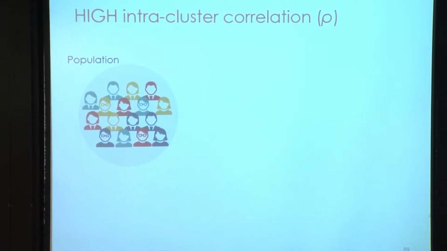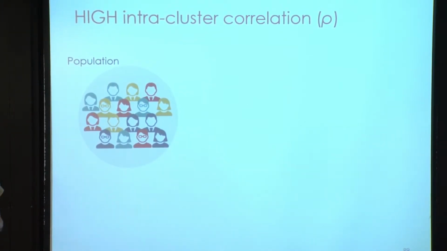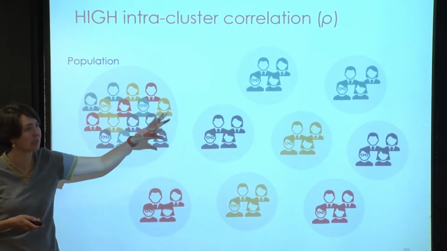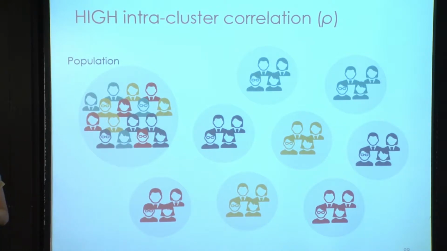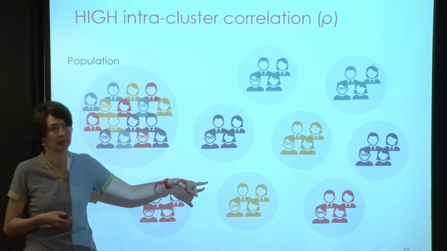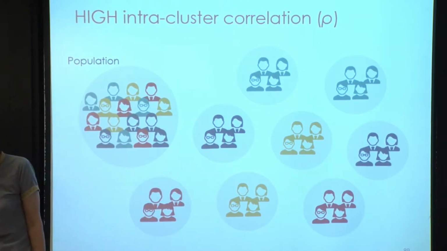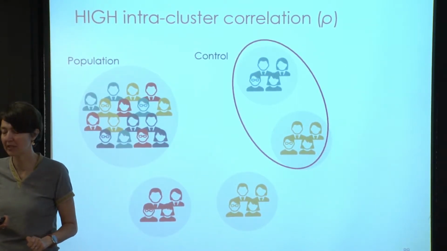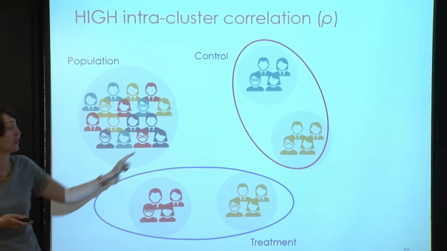If there's high intra-cluster correlation, that means this population lives in clusters, works in clusters, is educated in clusters, where everyone is similar to each other. Then we have a problem, because we pick a few of the clusters to be part of the study, and we pick some to be treatment and control, and they look nothing like each other.